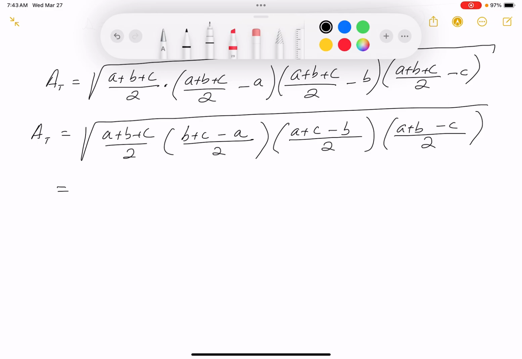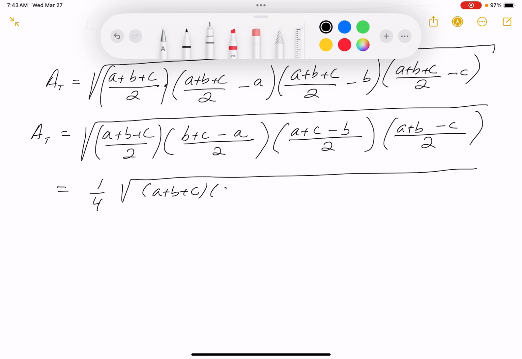And I see the bottom is 2 times 2 is 4, times 2 is 8, times 2 is 16. And the square root of 16 is 4, so I get 1/4. Then what do I get? I get this. I get A plus B plus C. You know, maybe I should put this in parentheses. And then B plus C minus A, A plus C minus B, A plus B minus C. All right, did okay there. That's the big triangle, by the way.